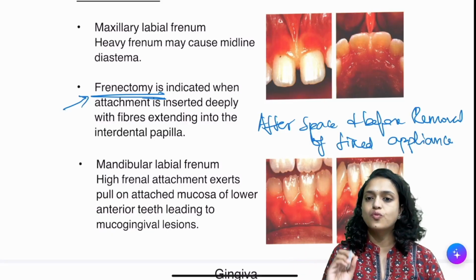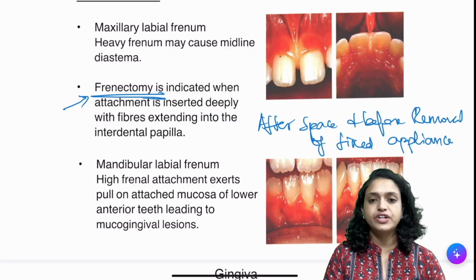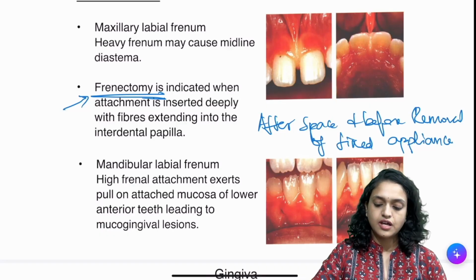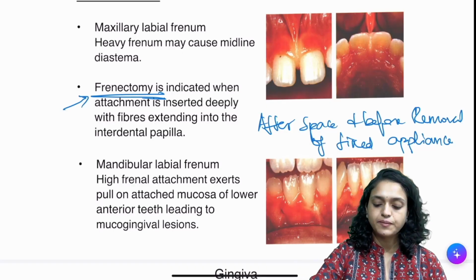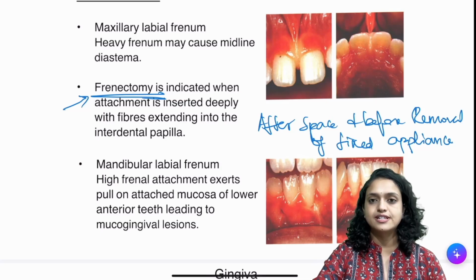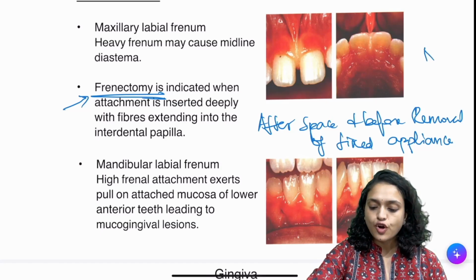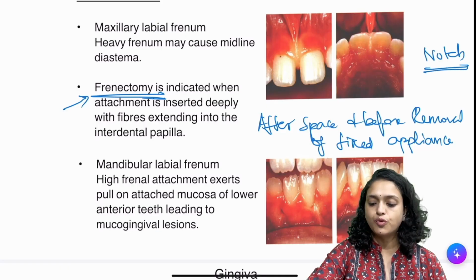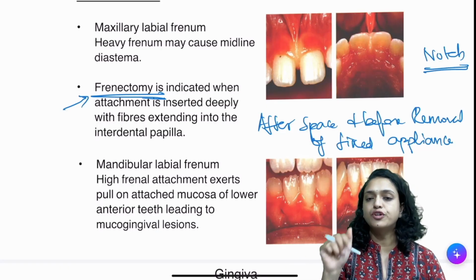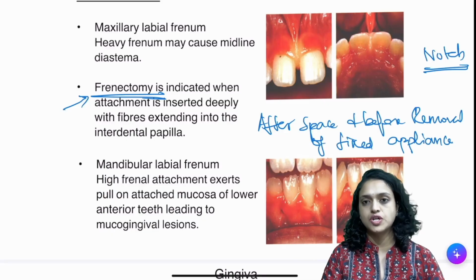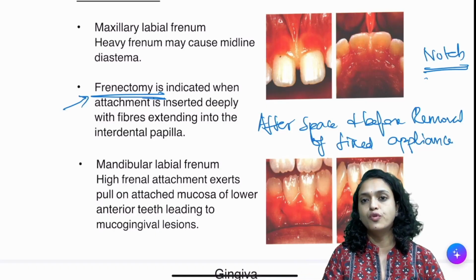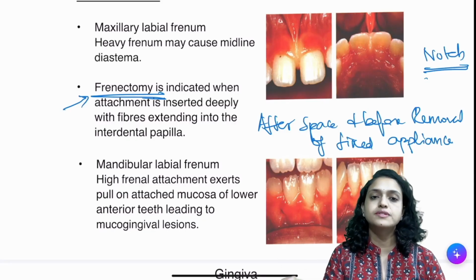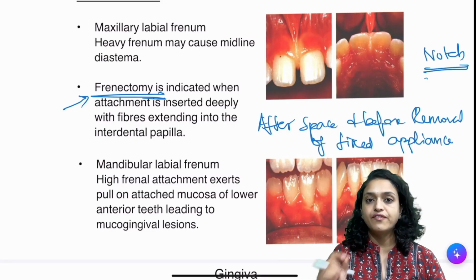There is also one characteristic finding in a high frenal attachment, which is seen in an IOPA radiograph. If you take a periapical radiograph of the incisal region, a characteristic notch will be seen in the interdental bone, indicating the attachment of the frenum fibers. So a high frenum clinically and a notch in between the two incisors in the interdental bone radiographically confirm the presence of a heavy frenum.